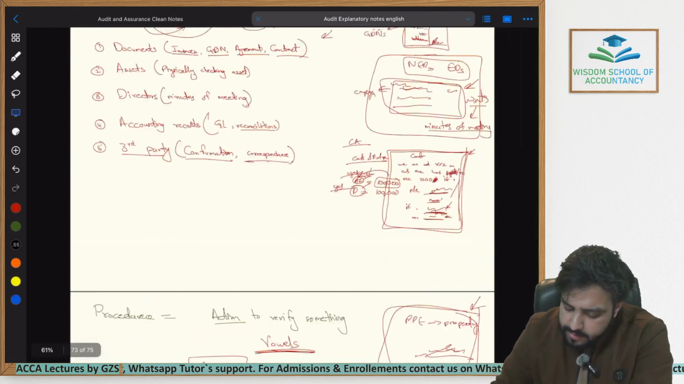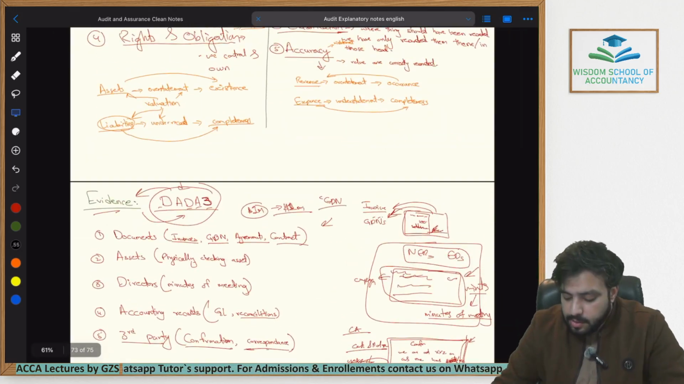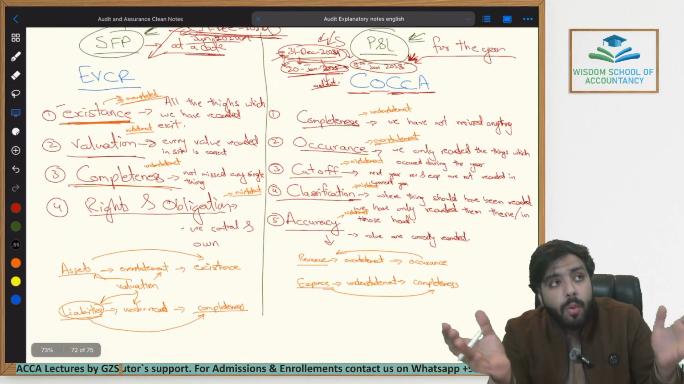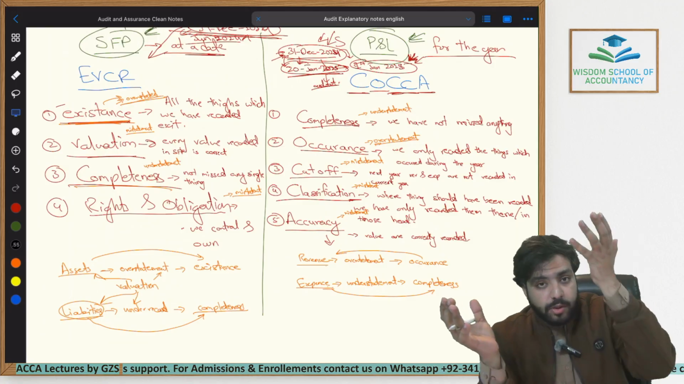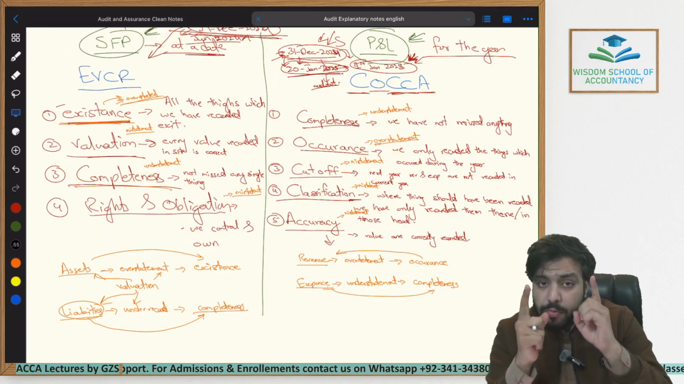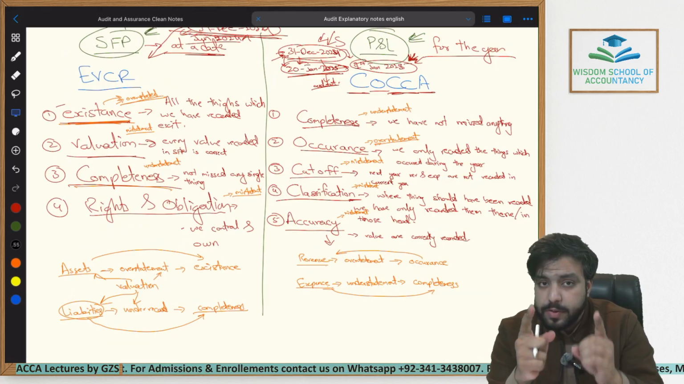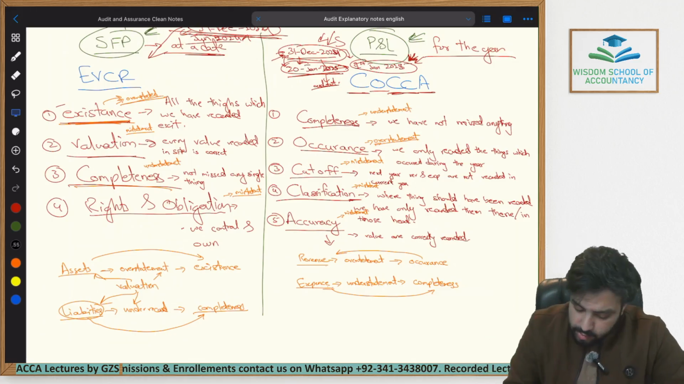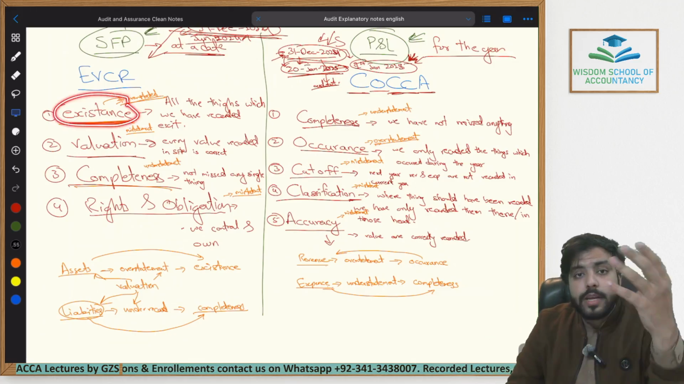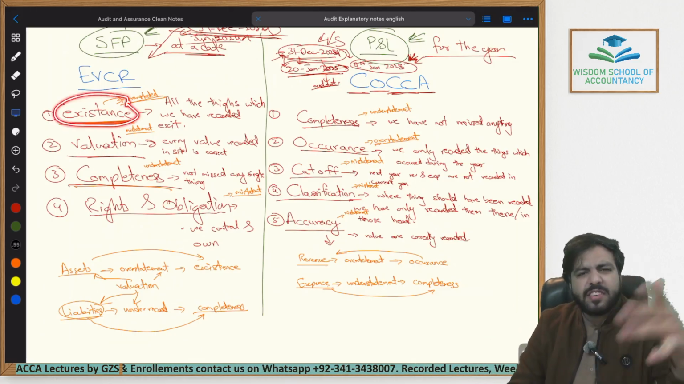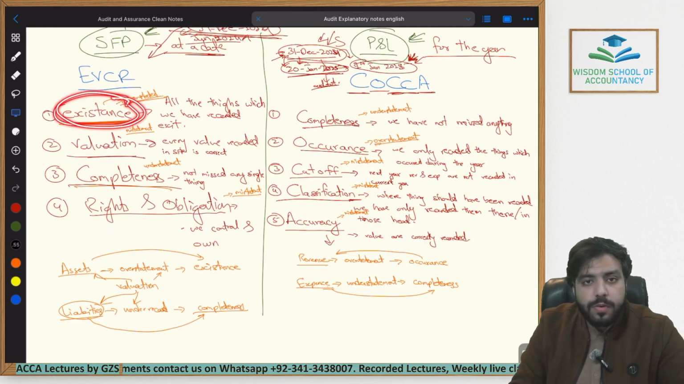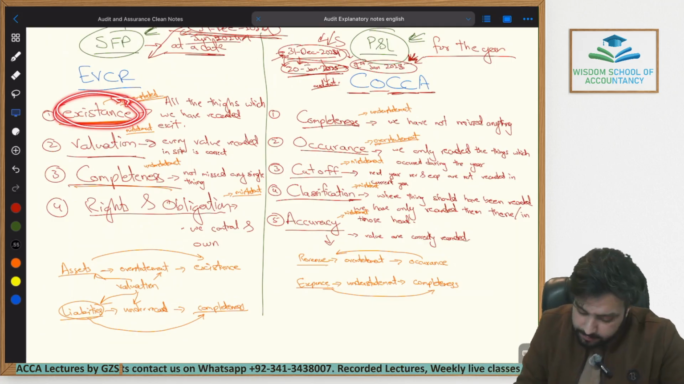rights and obligations. When we were discussing assertions, I always told you that when we talk about assets, management would most probably want to overstate those assets. This means the risk is of overstatement. Overstatement is linked with 2 or 3 different assertions. What were those? Existence: whether the receivable actually exists or management has recorded extra receivables just to show a better financial image. So existence is one of the assertions that we will need to verify.